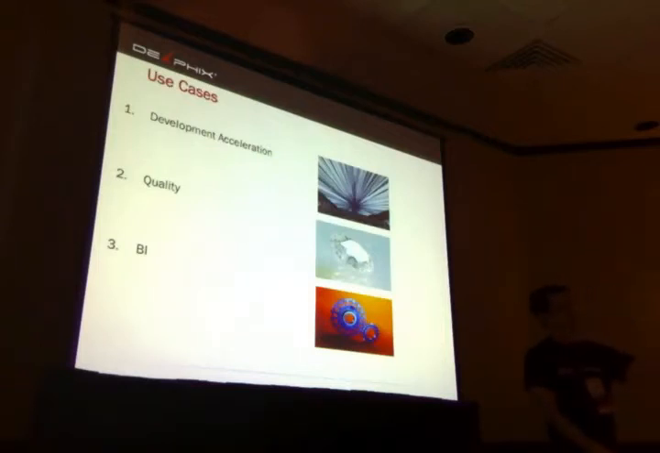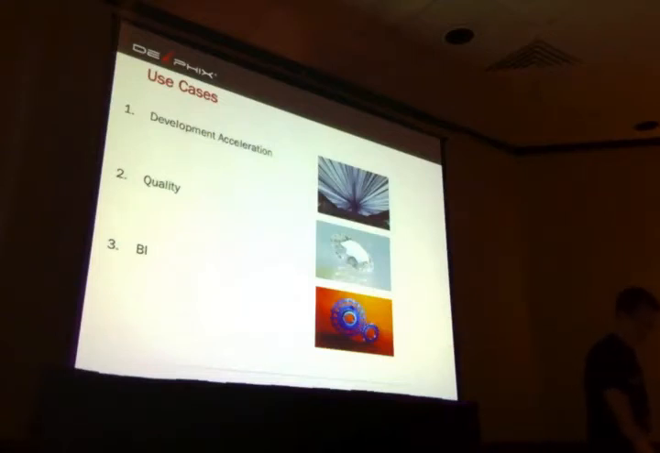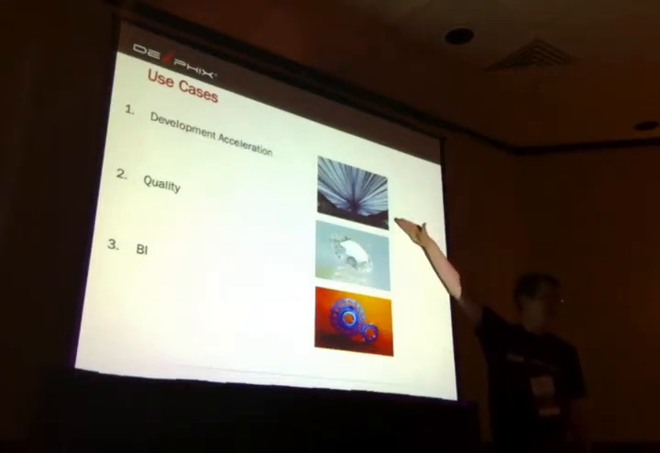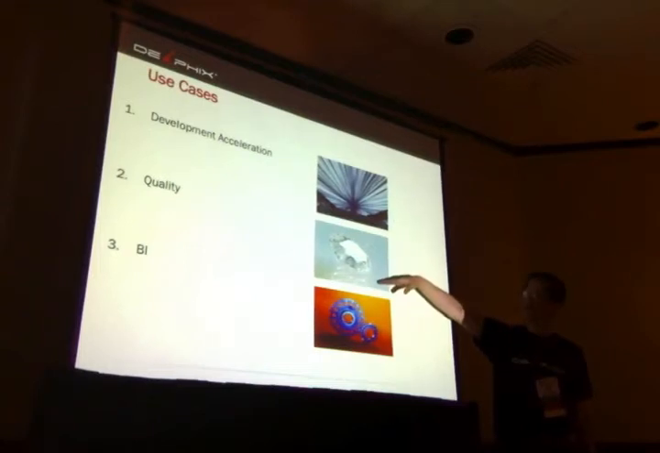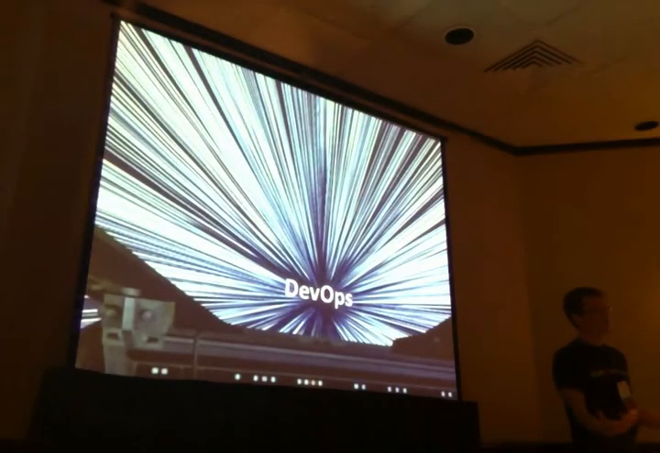So now we've talked about the problems in the industry with full physical cloning. We've talked about the solutions with thin cloning and database virtualization. If we have database virtualization, how does it impact our company? So 3 things I want to talk about: development acceleration, quality of data, and business intelligence. So first of all, for DevOps, probably the most important thing is it drastically accelerates our development projects.